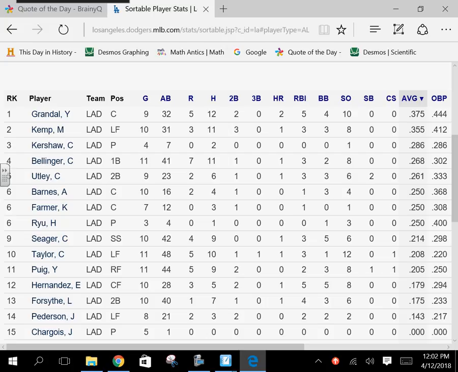Does anybody know what SB stands for? Strike base. Good job. You need to play some more baseball or watch more baseball. Yeah, he has 0 soccer balls, right? SB means stolen bases. And then CS. CS is caught stealing. So if you try to steal second base, they catch you. So this guy has been caught once. Let's see, that is Chris Taylor.